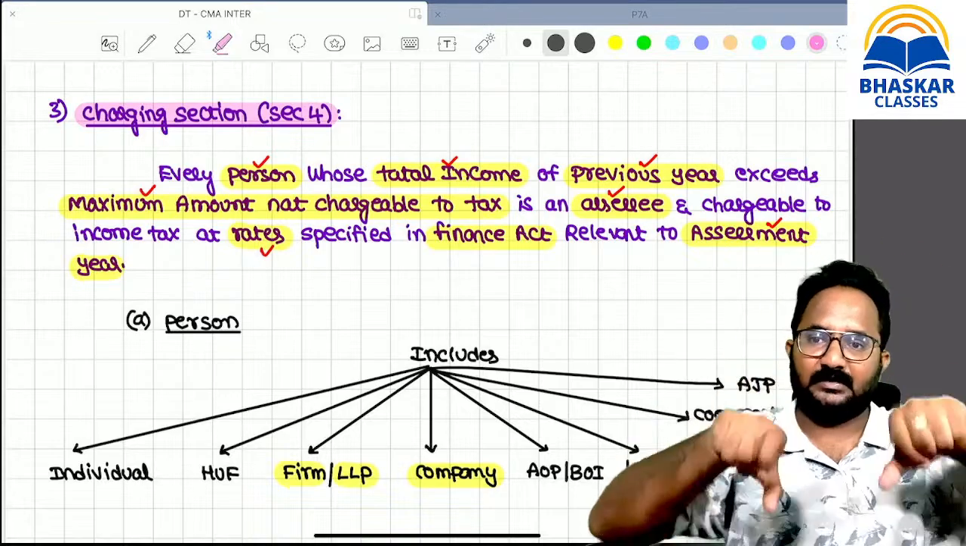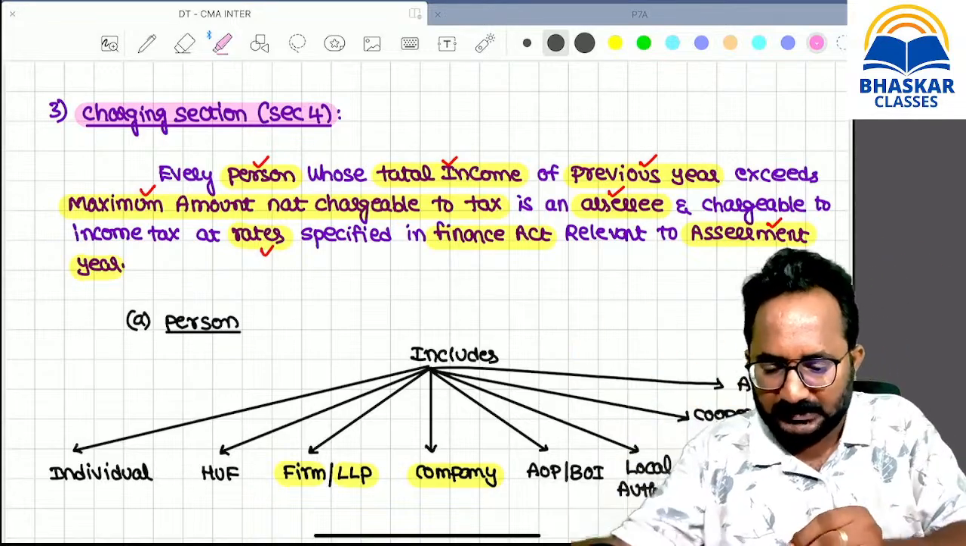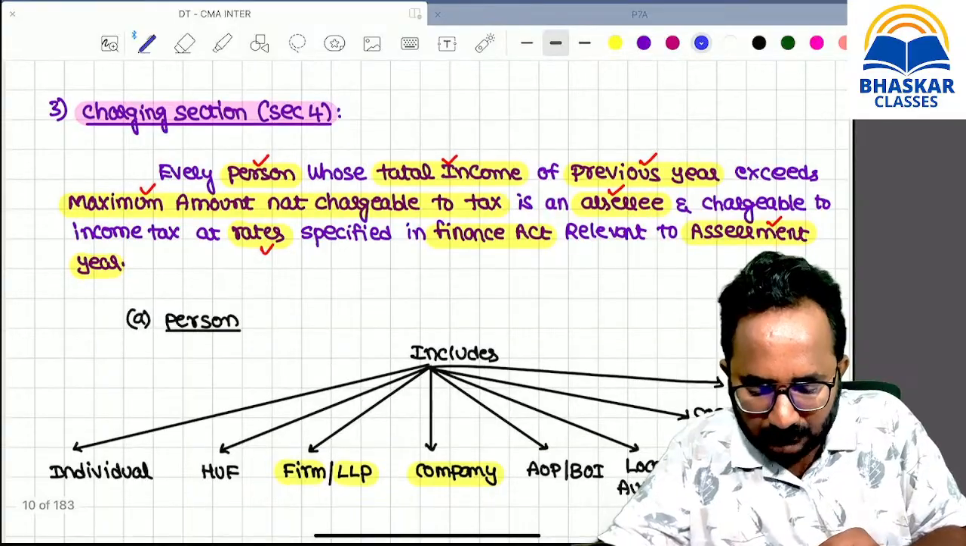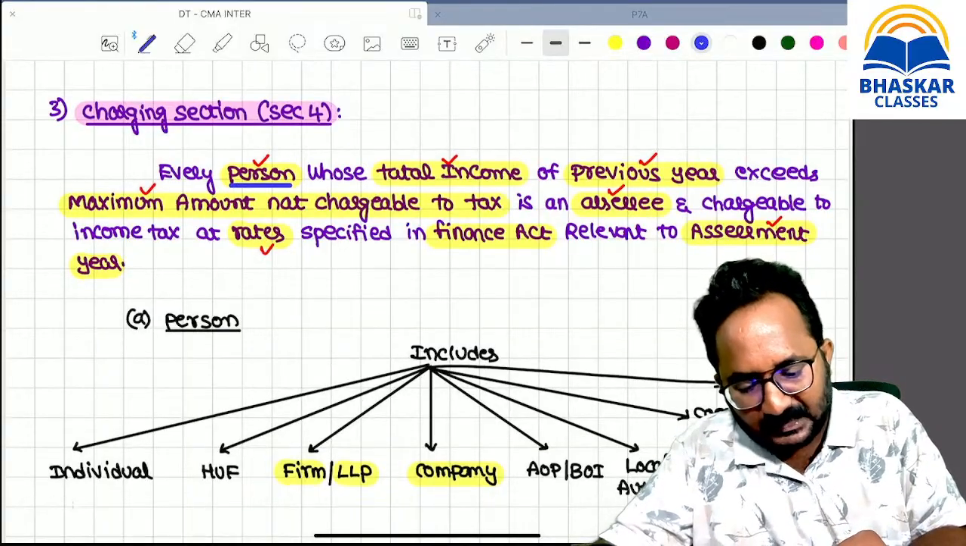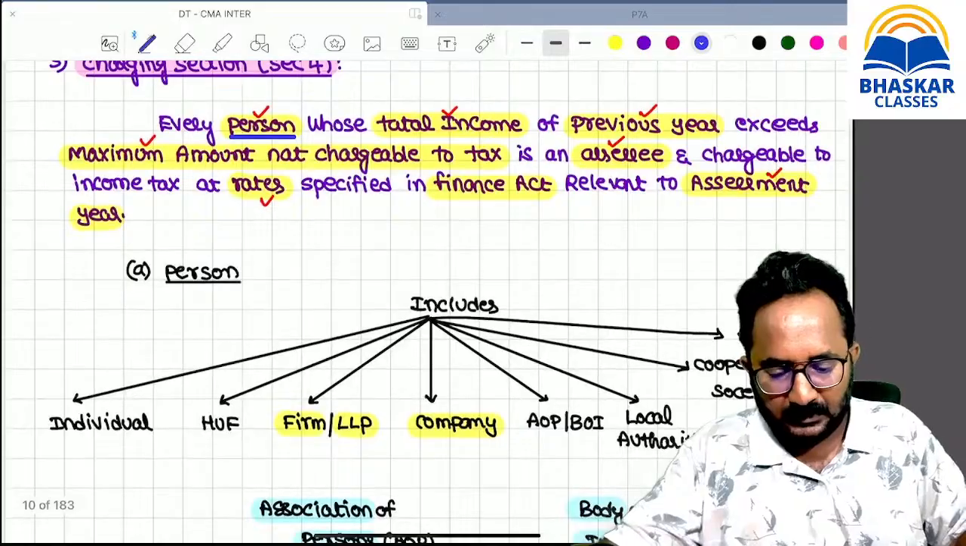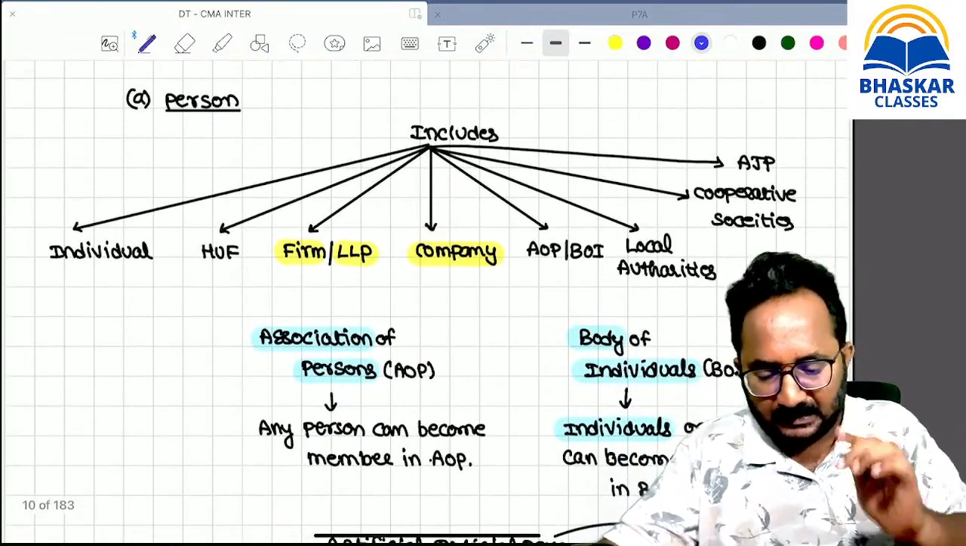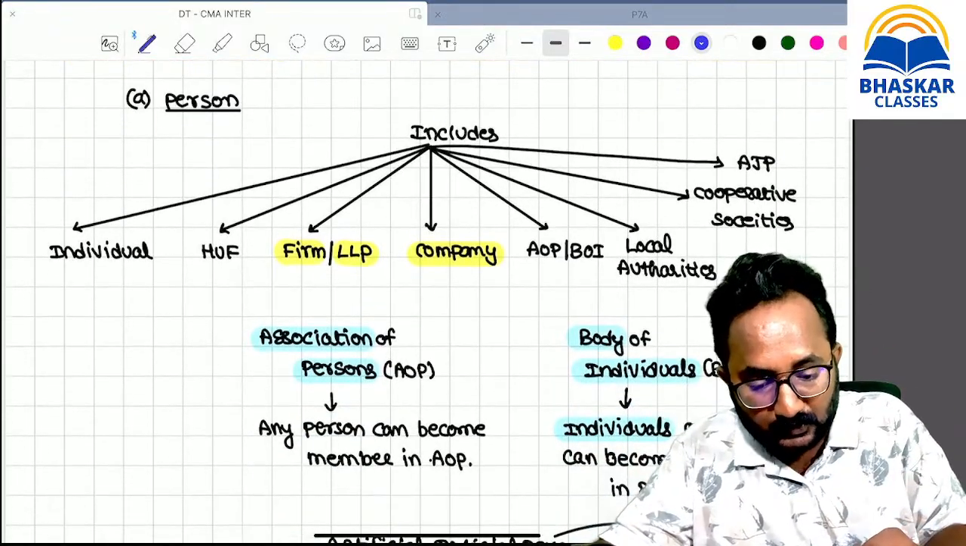I have written 3 lines here. Observe the 3 lines. Every person, can you repeat along with me? Person means, person is an inclusive definition.